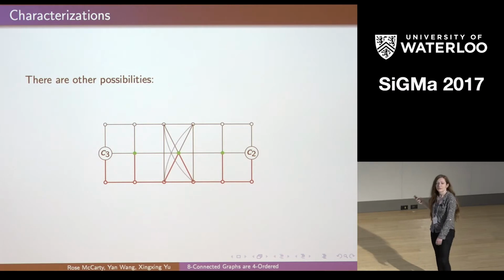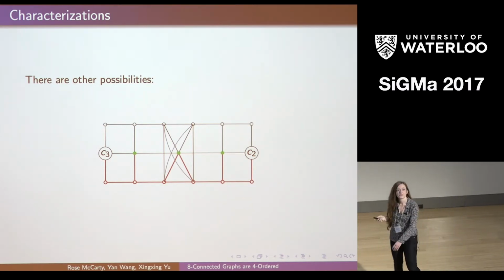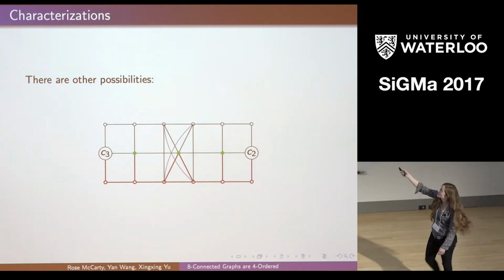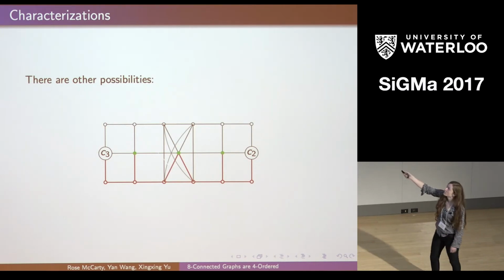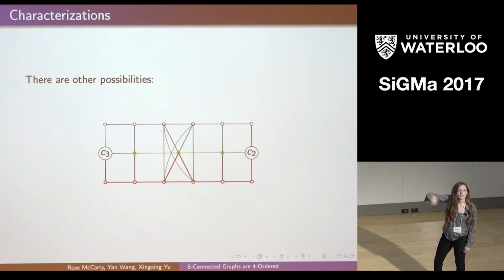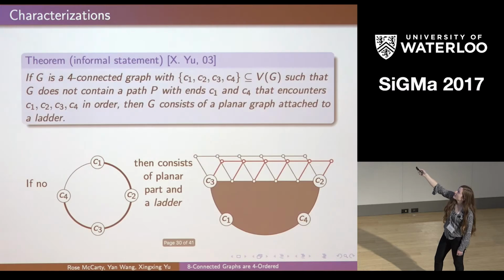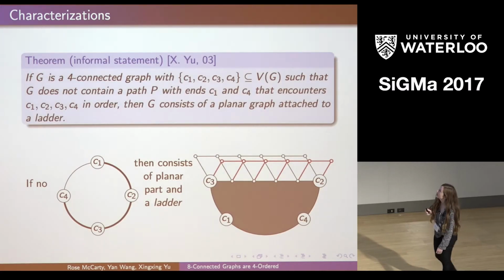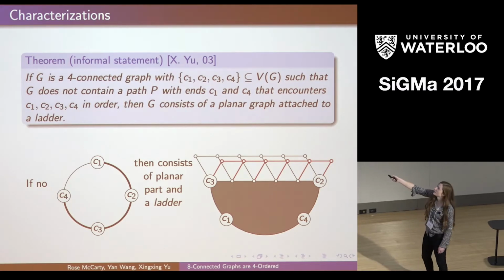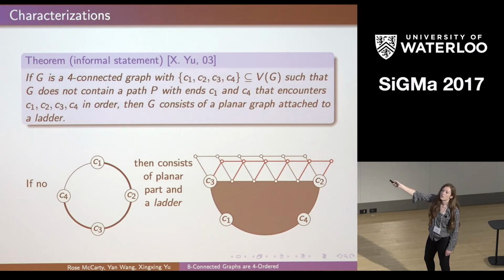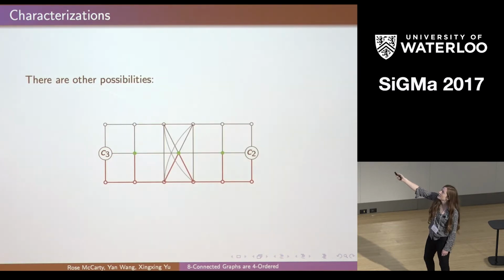And so there's a few other operations like that, but I don't want to get into the particulars today. Just know that each of them kind of look like this. There might be some other small cuts, and then you have other conditions like planarity. So the informal statement of this theorem is that if G is a 4-connected graph without this path, so we're calling this whole section here a ladder.